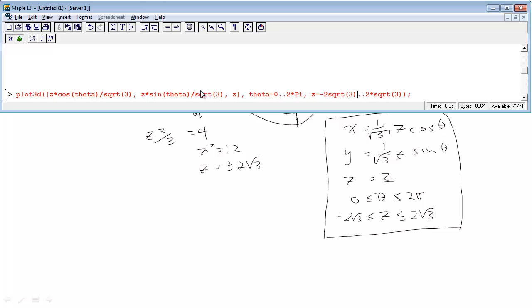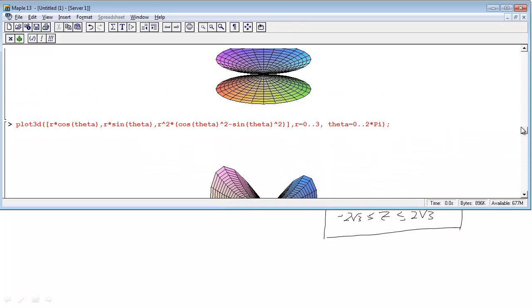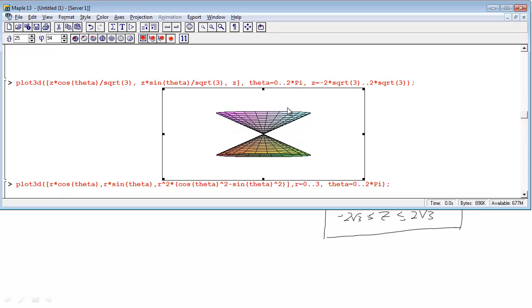I need a times sign between these two. See if I've got it. Okay, yeah, we did it. Here's our parametrization of our cone here.